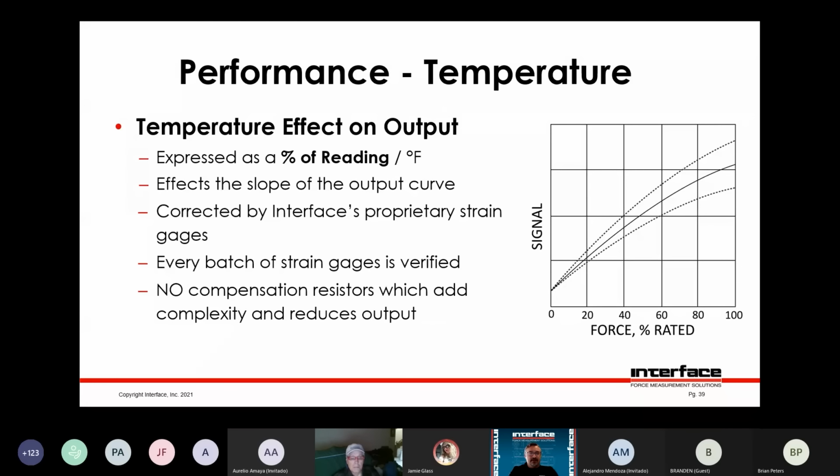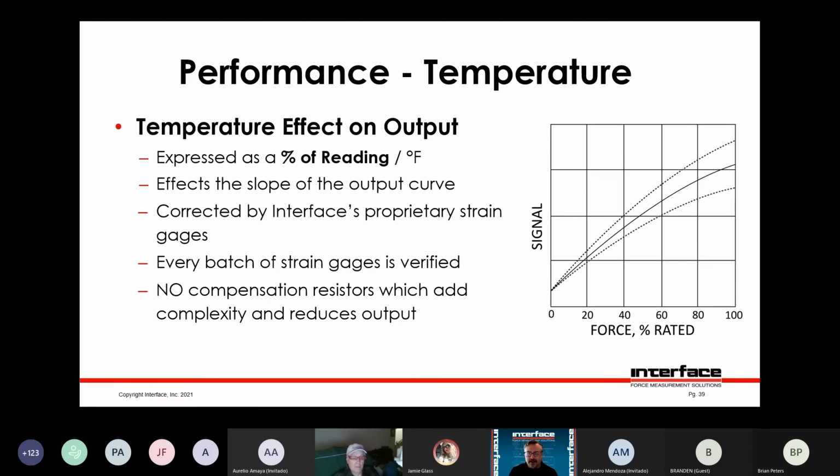Temperature effect on output is a percent of reading, and it's per degree F. That's basically the slope of your output signal changing. So say you have an output of 3 millivolts per volt at room temperature; at 100 degrees hotter, it might be 3.1 millivolts per volt. So that's an error. That one is repeatable as well. So sometimes, if you know the temperature is going to be 100 degrees hotter 10 minutes into your test, you can actually cycle your load cell with a known load and characterize it, and then you can subtract out, make it like a temperature lookup table.